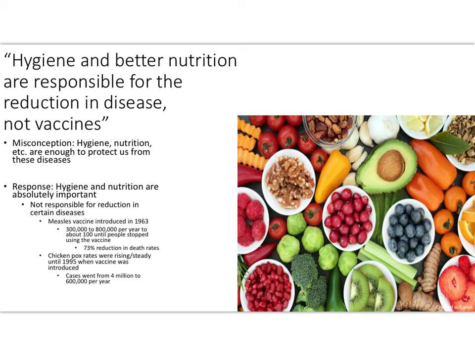Another example is with the chickenpox vaccine. Chickenpox rates were actually rising steadily until 1995 when the vaccine was introduced. And within the next couple of years, 1996, 1997, the cases went from 4 million a year to 600,000 per year. Again, the hygiene and nutrition between 1995 and things like 96, 97, 98 were not significantly different. The thing that was different was the vaccine. It was the vaccine that helped reduce those case rates, not changing the nutrition or hygiene radically.